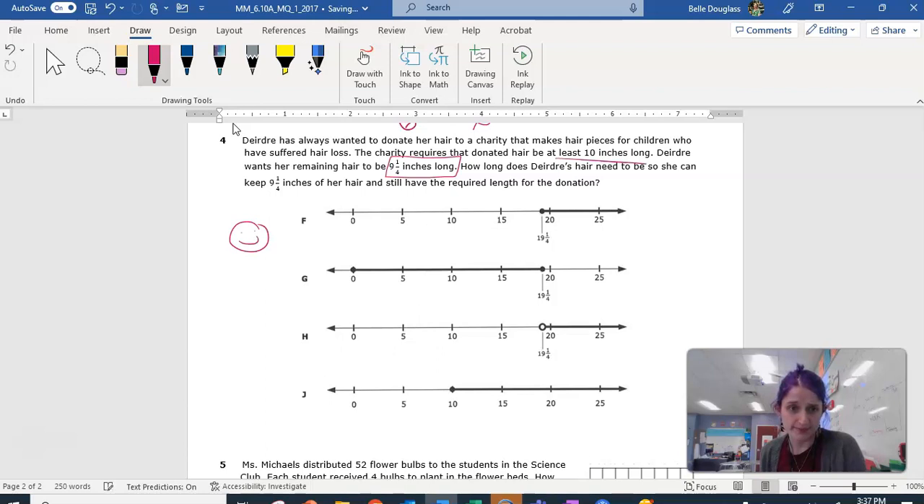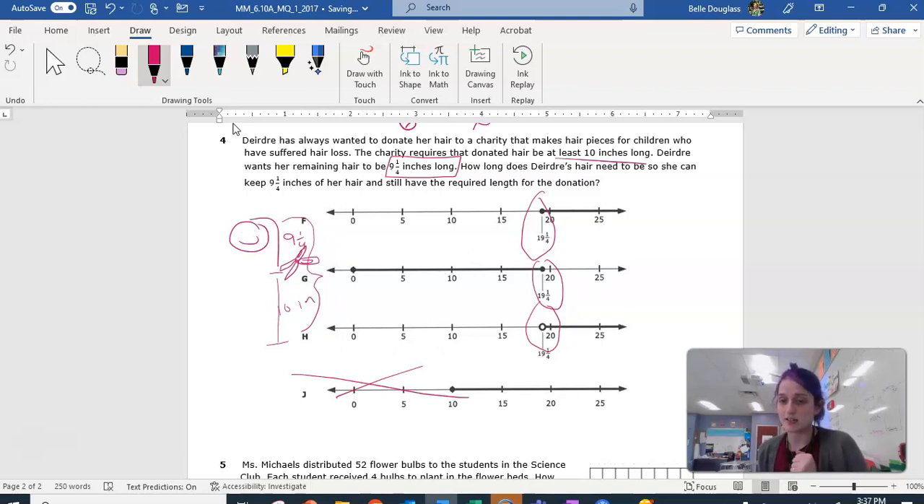So here's Deirdre. She wants her hair to be 9 1/4 inches long after they've taken, watch my beautiful art. Oh, look, there's some scissors. Wow, Miss Douglas should have been an art teacher. After they've cut off her donated hair. Now, her donated hair needs to be at least 10 inches long. So, the shortest that her hair can be is these two together. 10 plus 9 1/4 is 19 1/4. So we're looking at this option, or this option. Not this one.